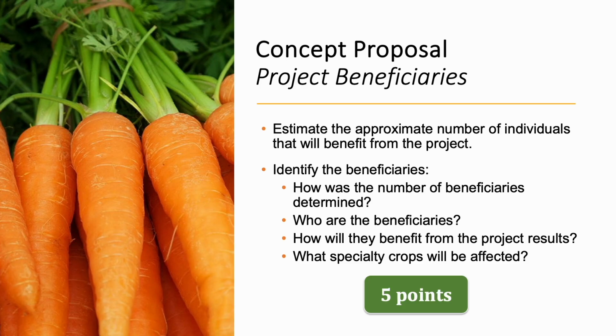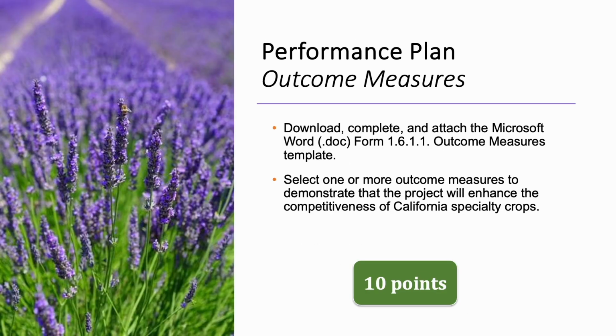Also, keep in mind that the project directly benefiting a single individual or organization is not allowed. It is expected that the project will benefit some segment of the specialty crop industry. Lastly, if possible, identify the specific specialty crop that will be affected. This question is worth 5 points.